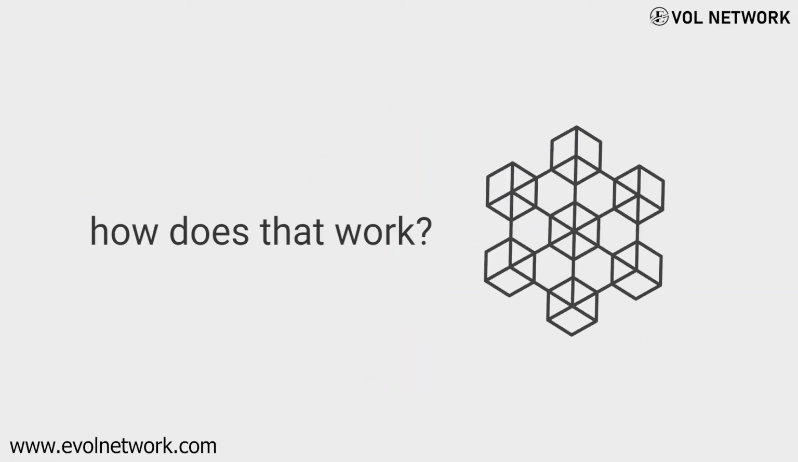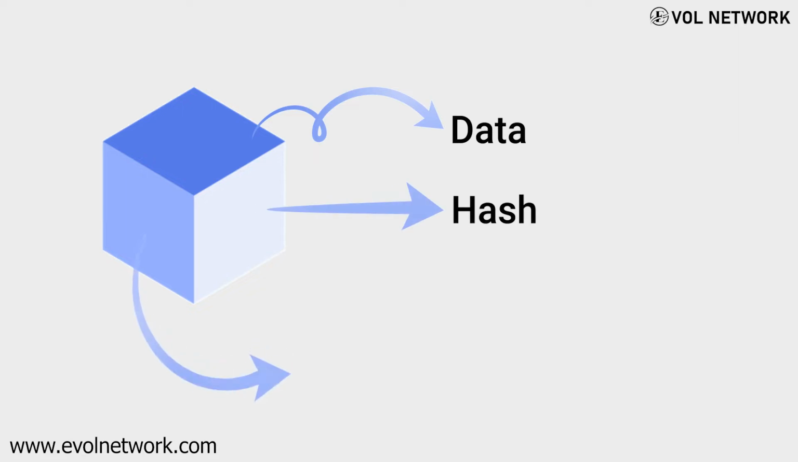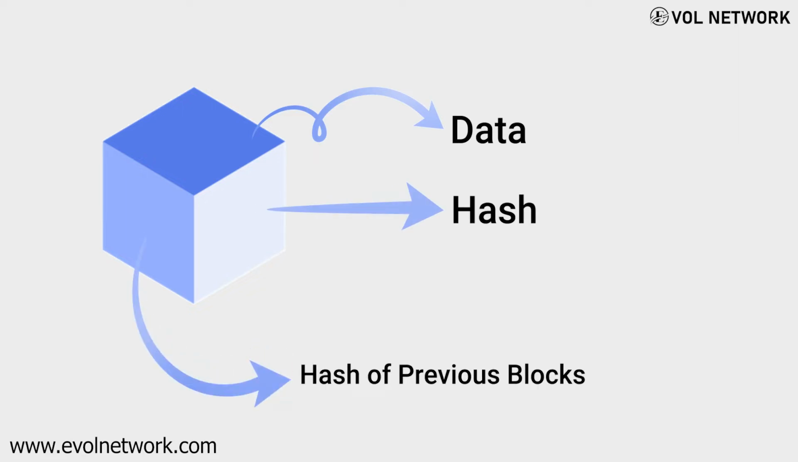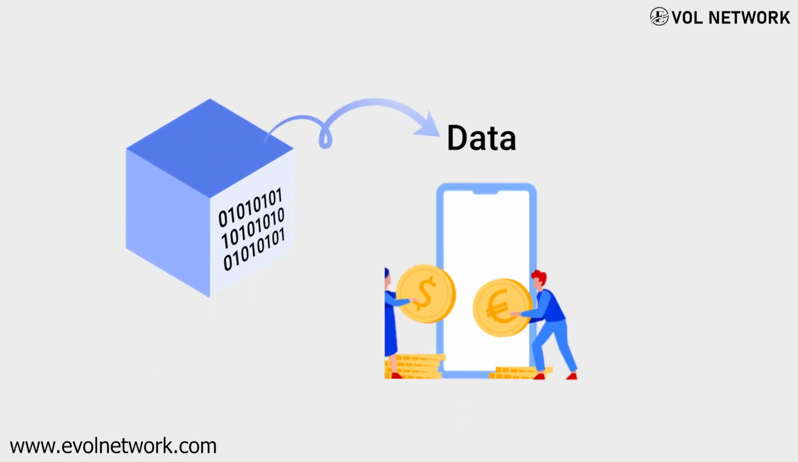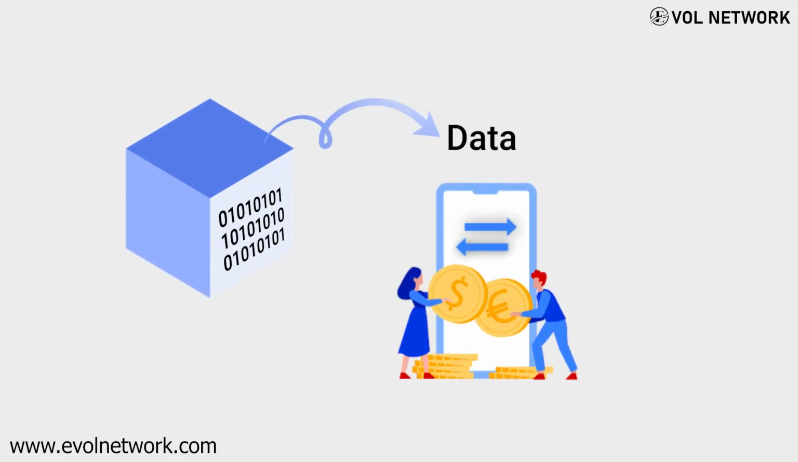Well, let's take a closer look at one block. Each block contains some data, the hash of the block and the hash of the previous block. For example, the Bitcoin blockchain stores the details about a transaction here, such as the sender, receiver, and the number of coins. The data stored inside a block depends on the type of the blockchain.